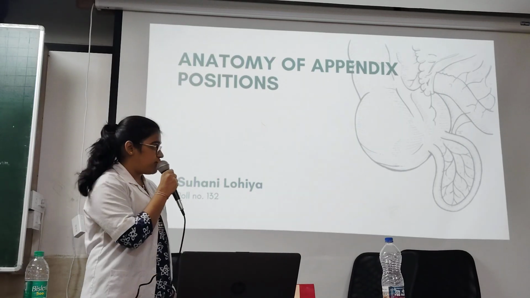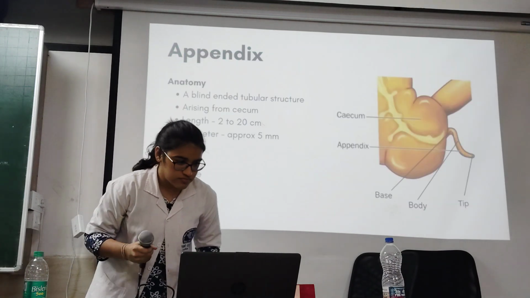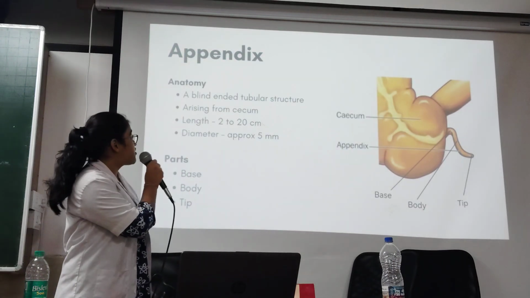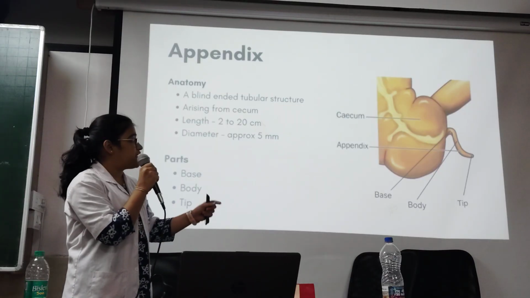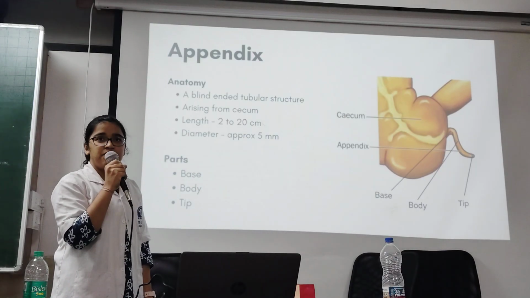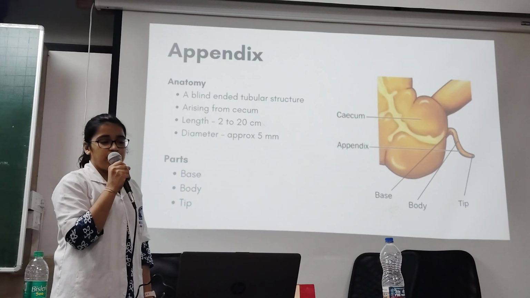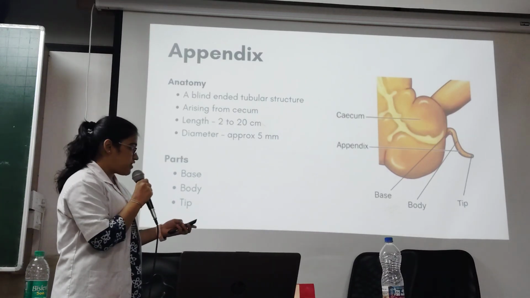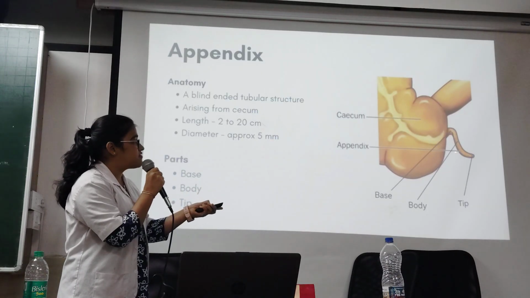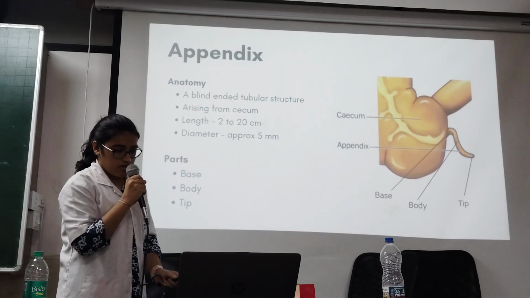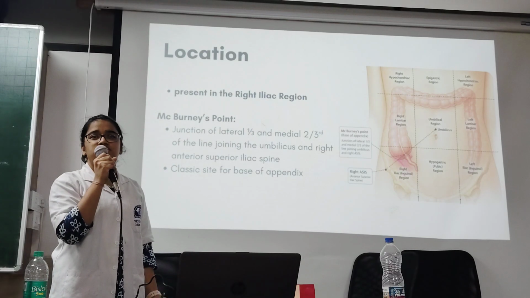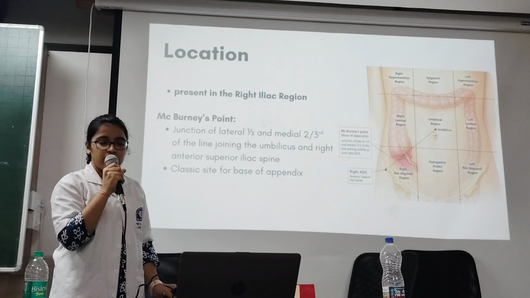So starting with the general anatomy. Gross anatomy you mean to say. Yeah. So according to the gross anatomy, appendix is a blind tubular shaped structure. It is of length 2 to 20 centimeters and of diameter 5 mm. As you can see, there are three parts of appendix. This is the base, this is the body, and this is the tip. The next important thing to know about any organ is to know about its location in our body.